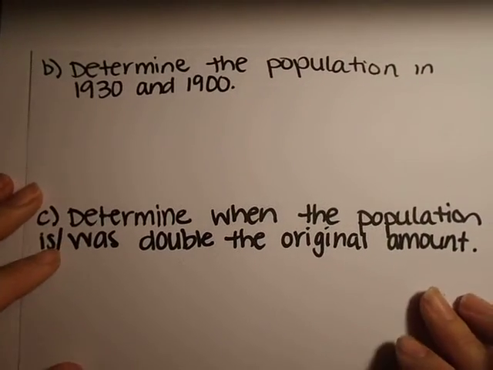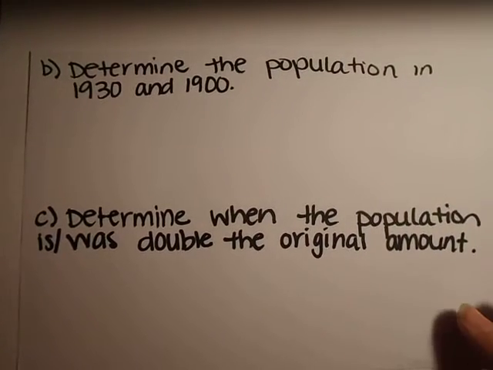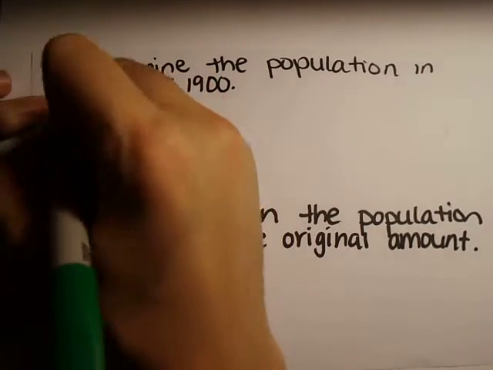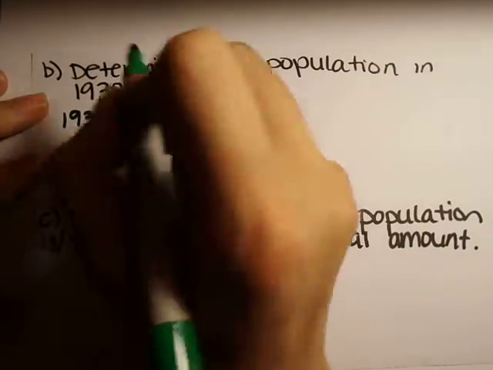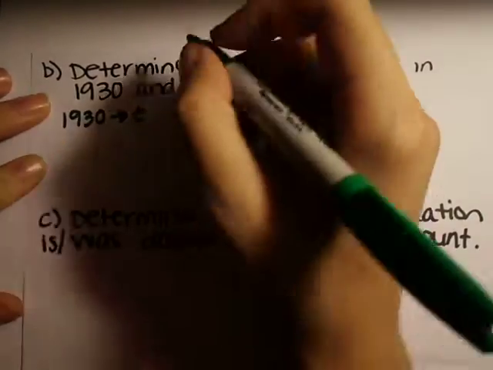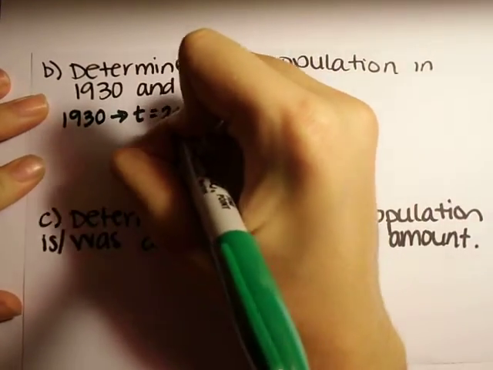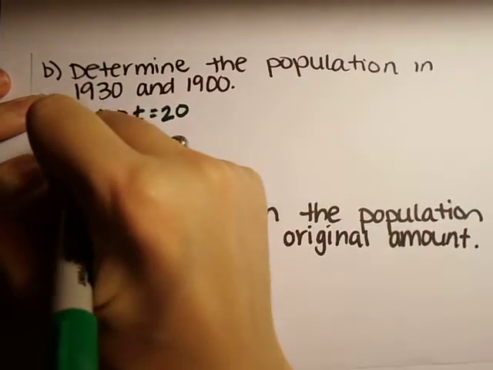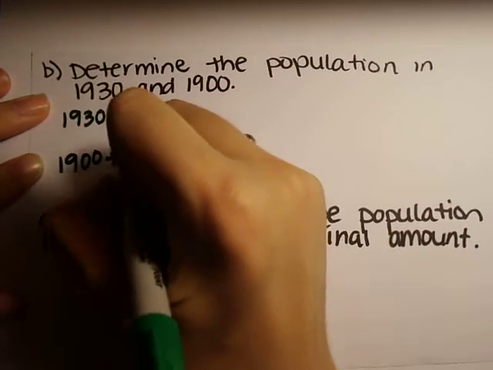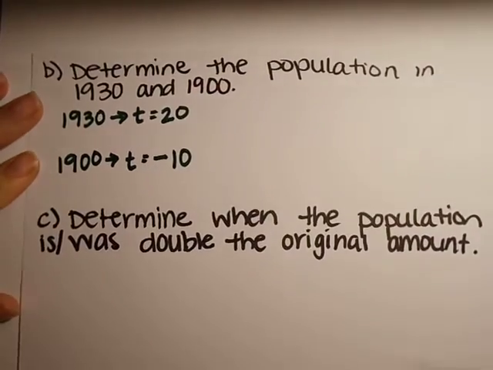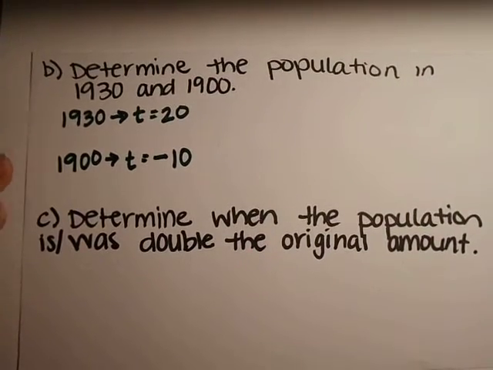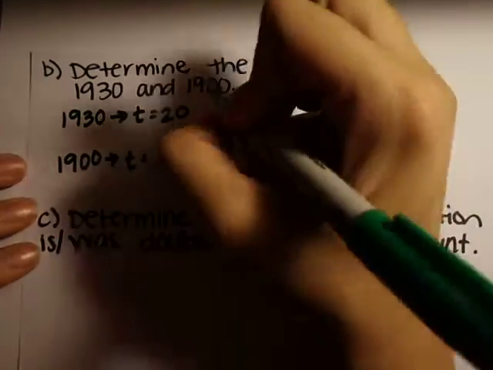The first question says determine the population in 1930 and 1900. 1930 corresponds to 20 years after 1910, so x is 20. For 1900, that's 10 years before they started recording, so that'll be negative 10. You're going 10 before the start. All you have to do for these is plug in your values.